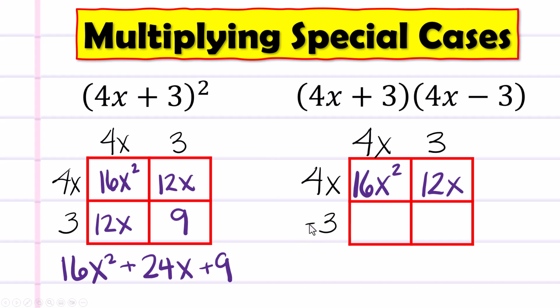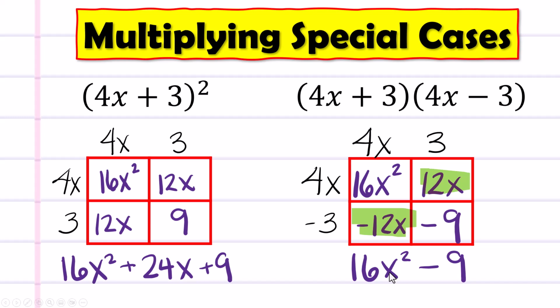But now we move to the part where it says negative 3, and this is going to change some signs. So we end up with negative 12x in this box, and over here we end up with a negative 9. Well, look what's going to happen here. When the signs are different, you're going to end up with the same value, but one of them is going to be negative. That's going to cancel out. So your final answer is 16x squared minus 9.